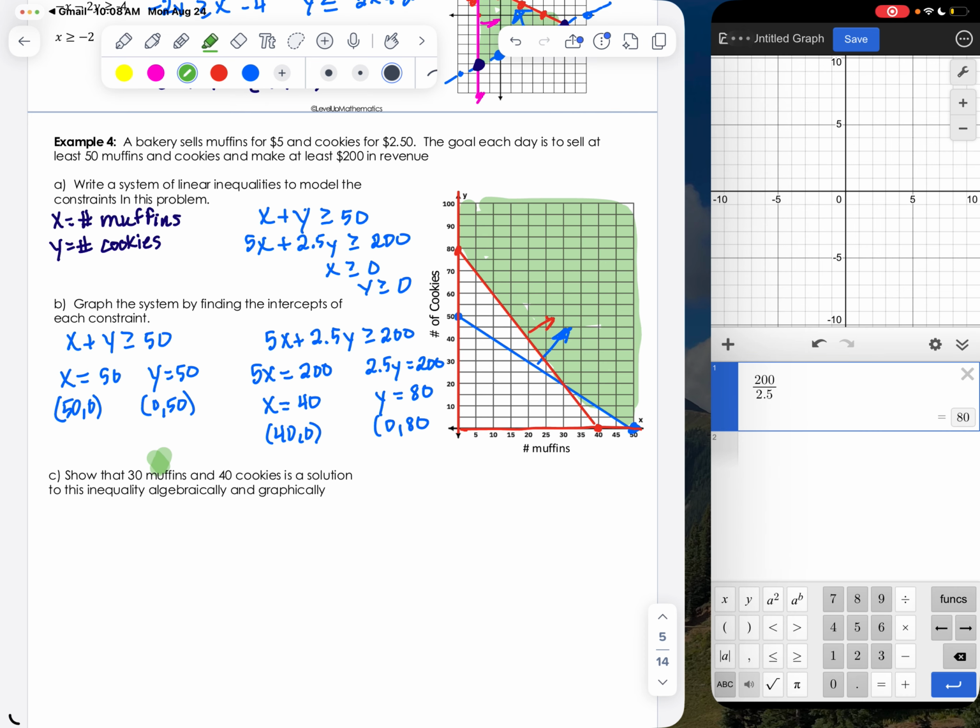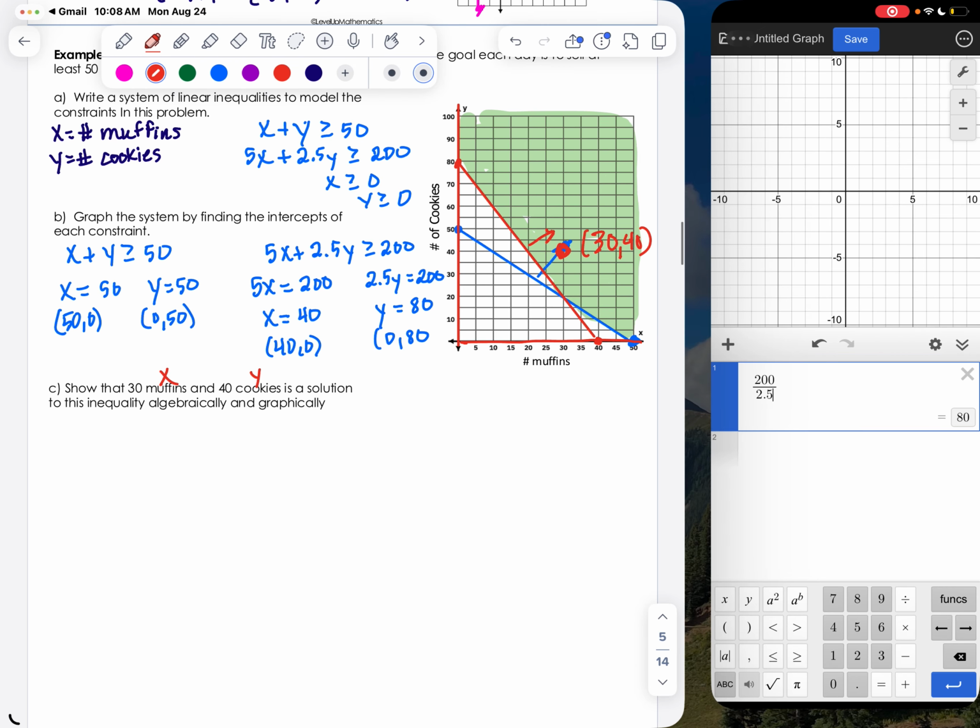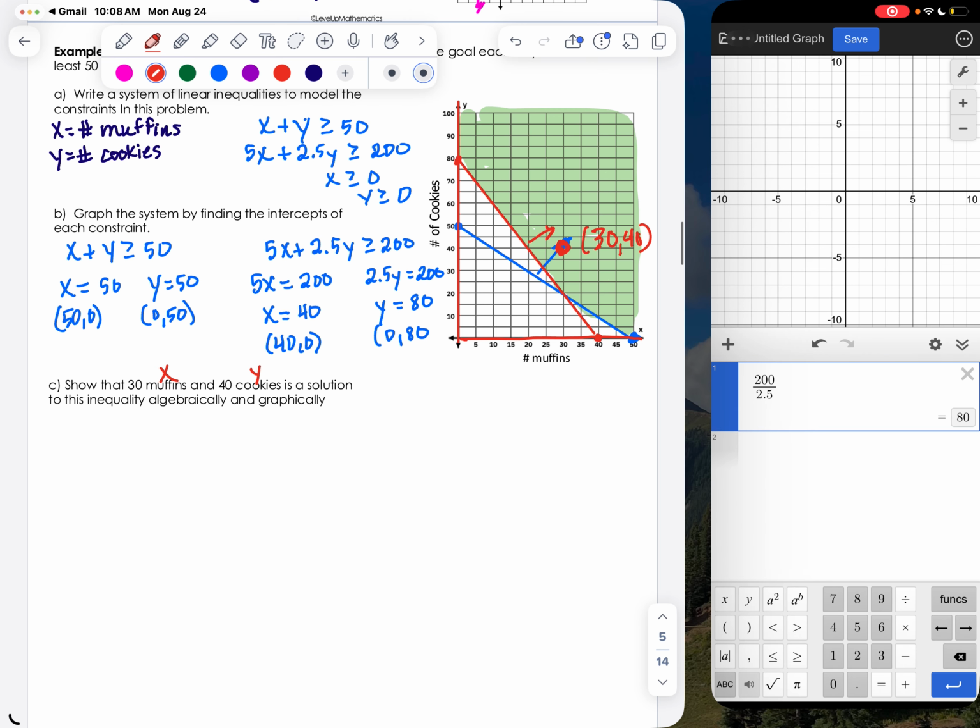So this is your, whoops, I need a pen here. This is your x and this is your y. So on the x-axis, I want to go over 30 and up 40. And that would land me right in here. I'll label that point (30, 40). And notice it's in the shaded region. So that proves graphically that it's a solution. To prove it algebraically, we must write down our original inequalities and then plug in our ordered pair.